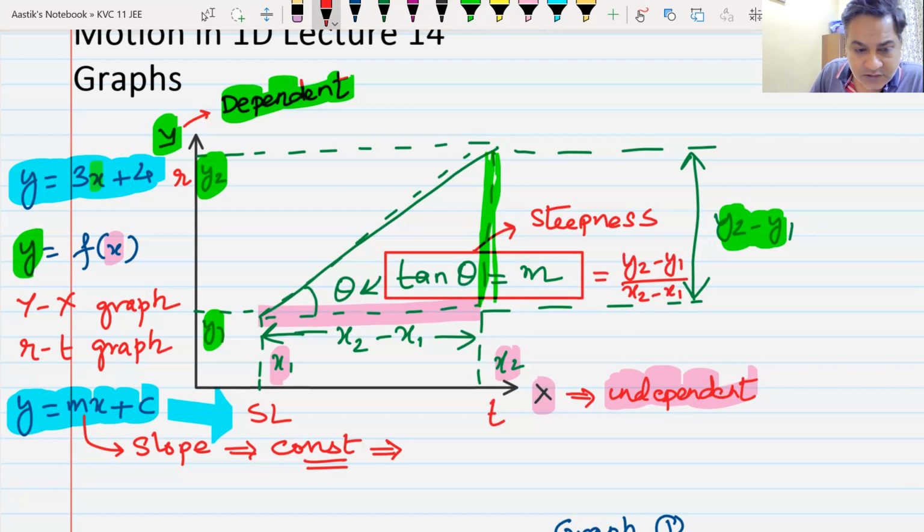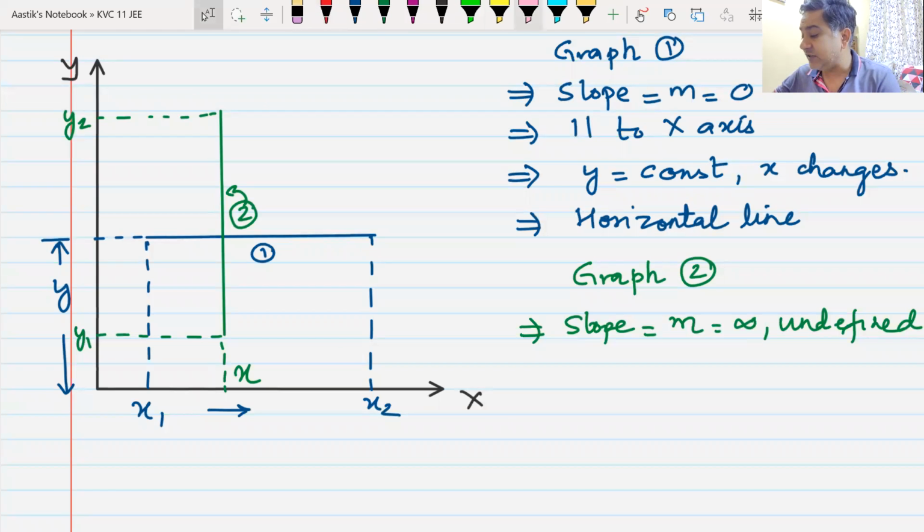Now, I hope you have noted this down. Note it down. Now, as soon as you come into graph number 2, the slope of the graph is y2 minus y1 divided by x2 minus x1. But in this graph, what do you see? That x2 minus x1, there is no x2, there is no x1, there is only one x. So x2 minus x1 actually becomes 0. Something divided by 0 is not defined.